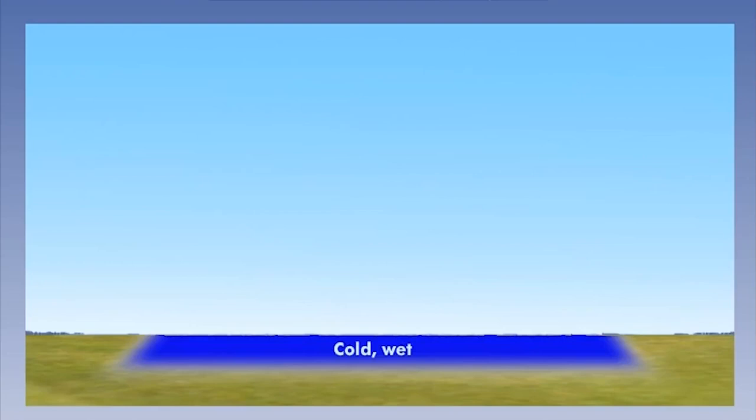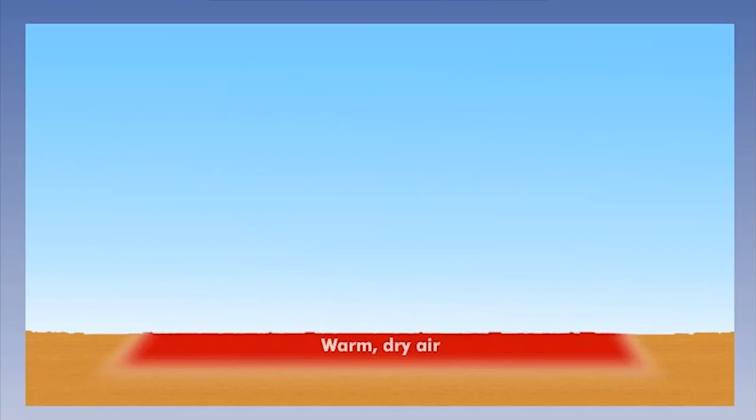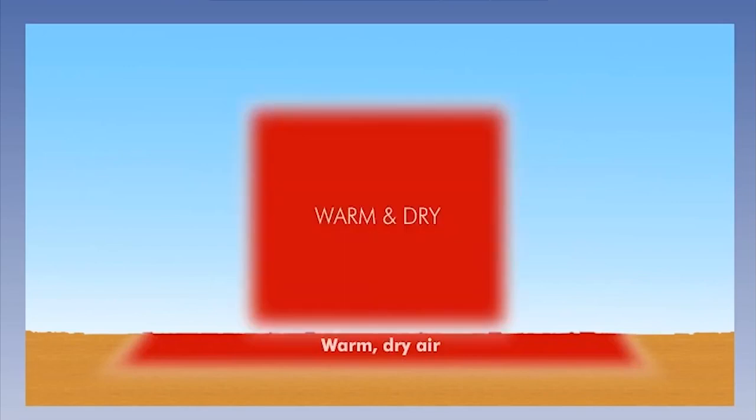Given time, air will pick up the qualities of the surface that underlies it. For example, if the surface of the Earth is cold and wet, then the overlying air will eventually, given enough time, also become cold and wet. Likewise, if the ground is warm and dry, and the air overlying it remains there for long enough, it too will become warm and dry.